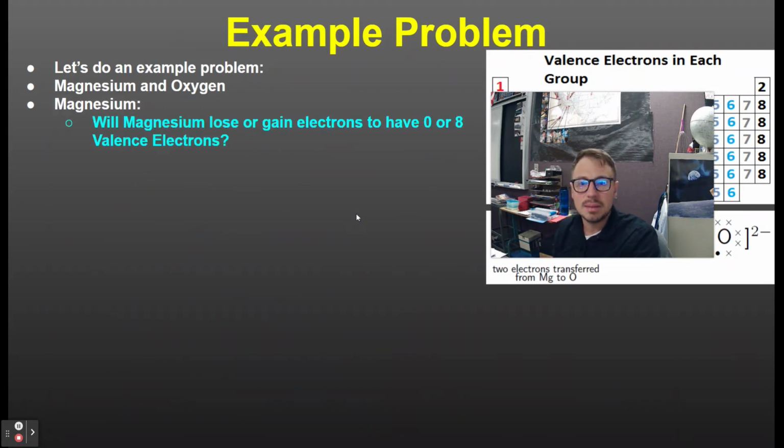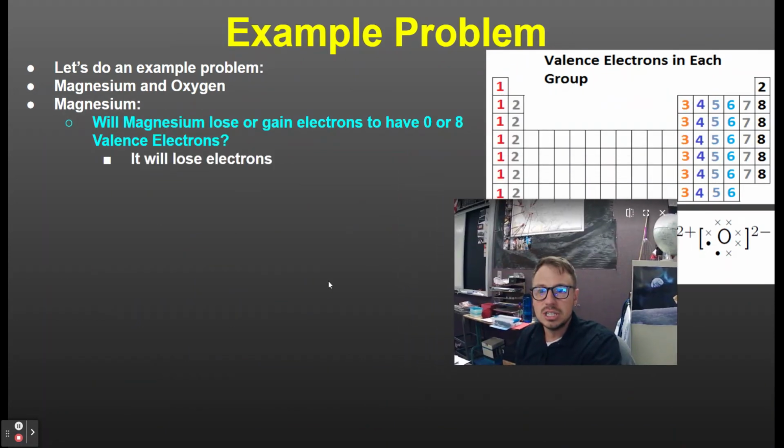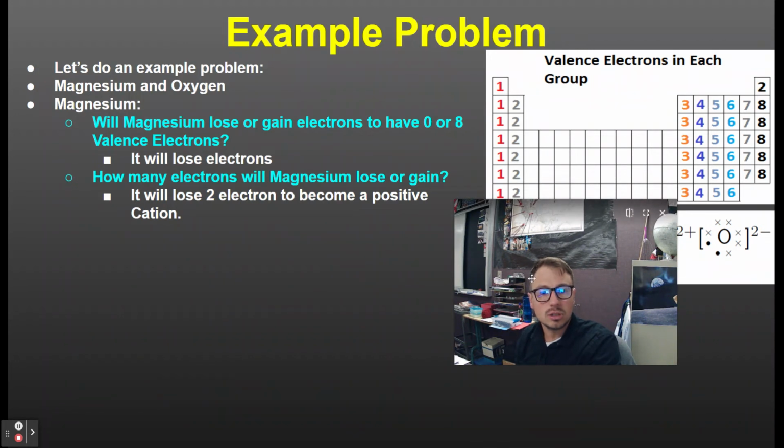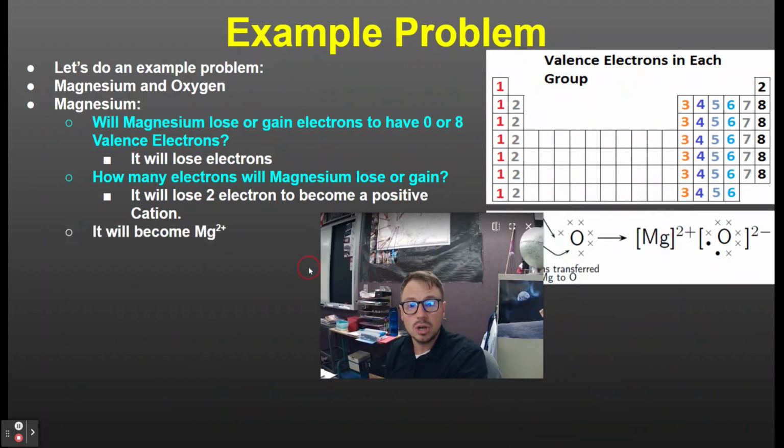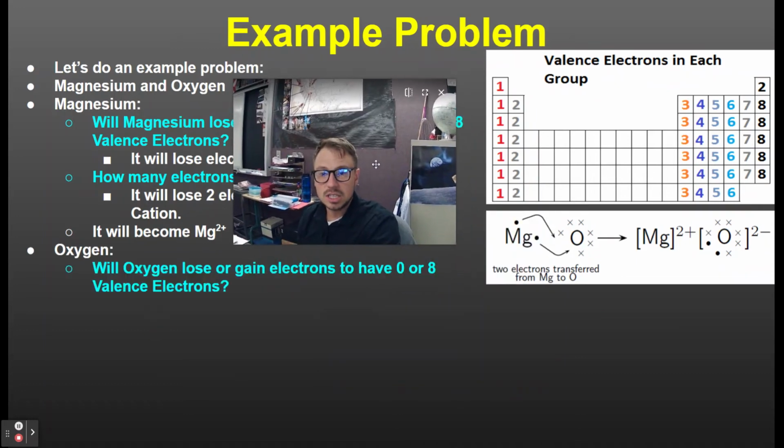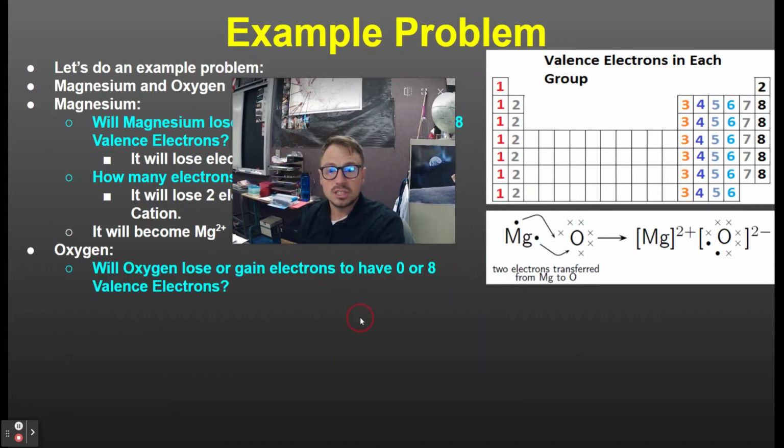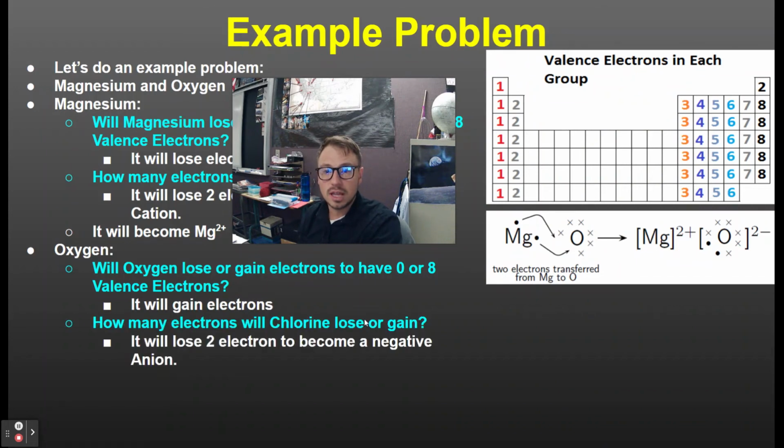So let's look at another example problem. Let's look at magnesium and oxygen. So now magnesium is going to lose 2 electrons, and it's going to have a positive 2 charge, right? Because it is in group 2, it wants to get down to 0. It's going to give up 2 electrons to become the magnesium ion with a positive 2 charge. Now, oxygen has 6 valence electrons, so it's going to gain 2 electrons.